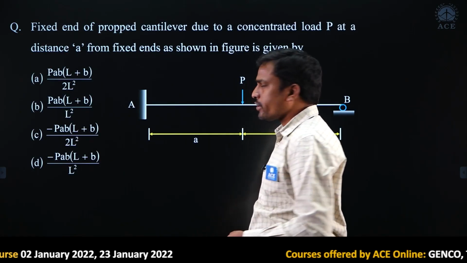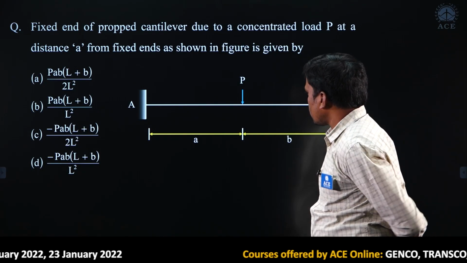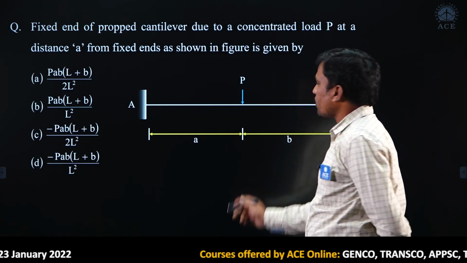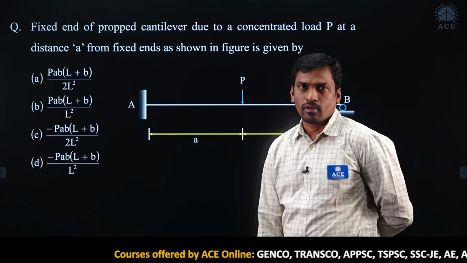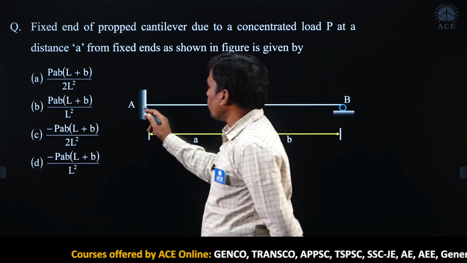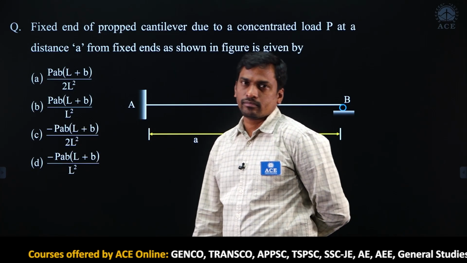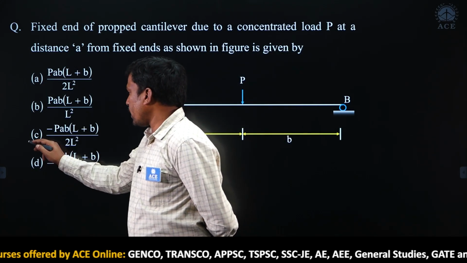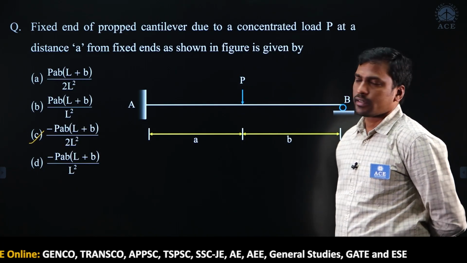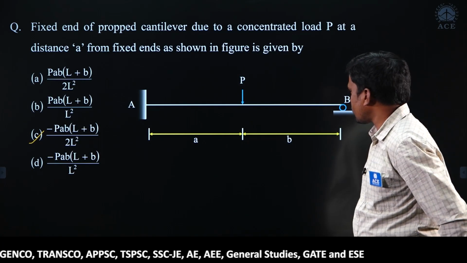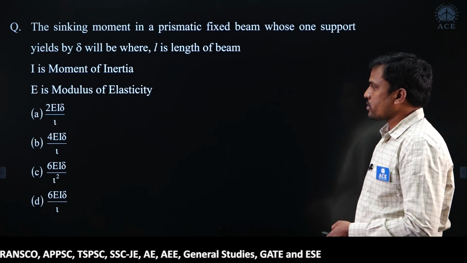So this is also a direct question. This is the propped cantilever beam subjected to eccentric point load, and he asked to find the moment at support A. So this is the direct formula. Option C is correct. Next question.